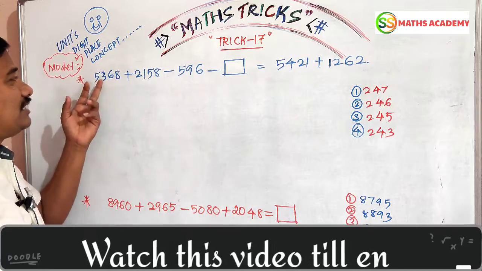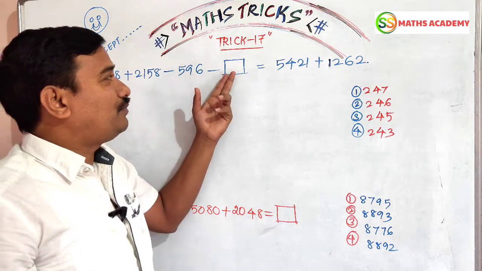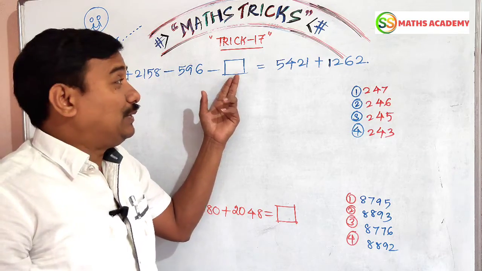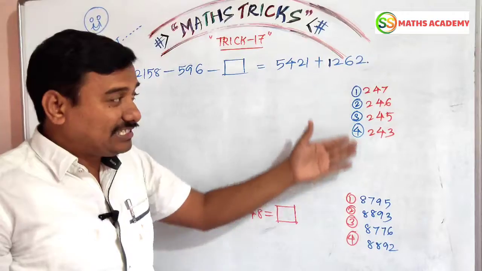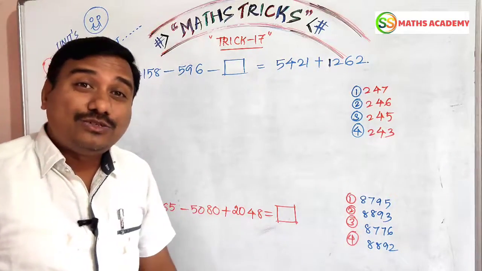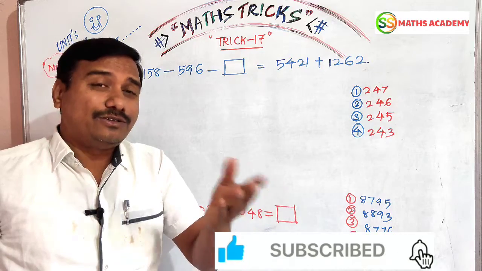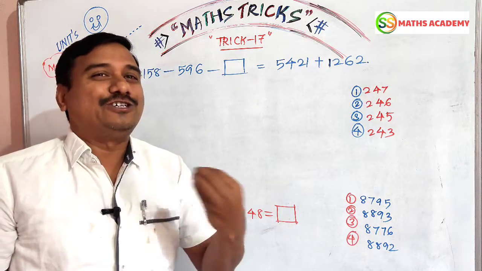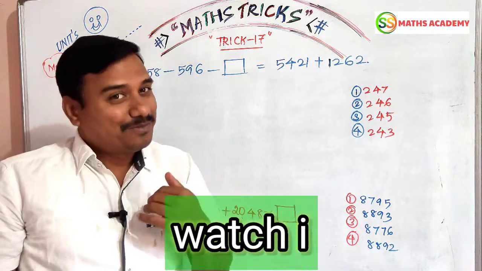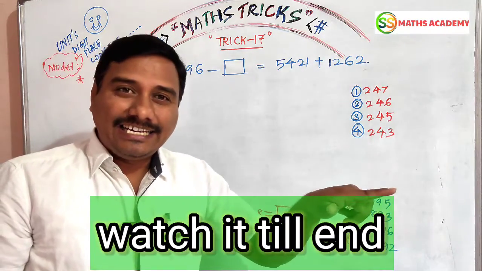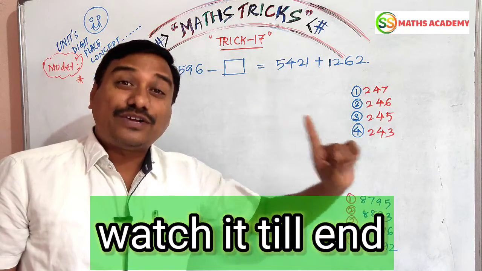5368, 2158 minus 596 minus something, which we don't know this value. Now 5421 plus 1268 equals your answer here. When I am reading, however many seconds we have taken, only that many seconds we have to give the answer. We have to say the answer after seeing our technique. My request, our tagline: you have to watch the video till the end. Then you can get perfection.